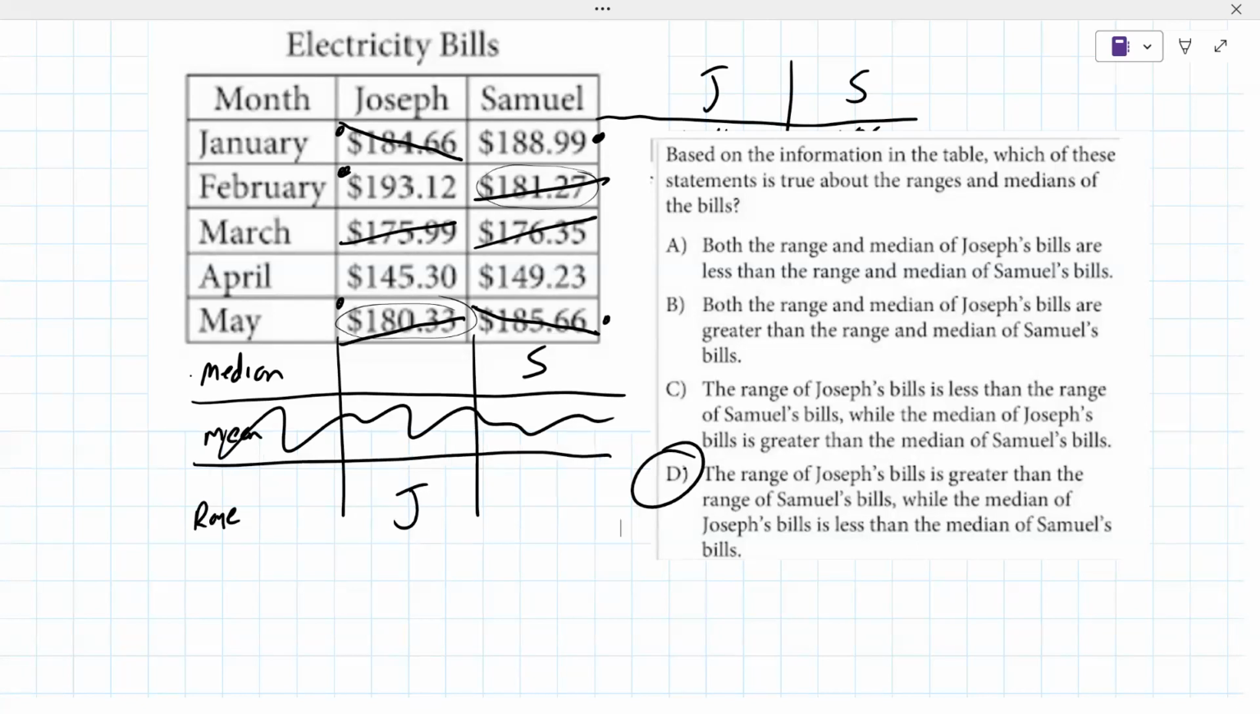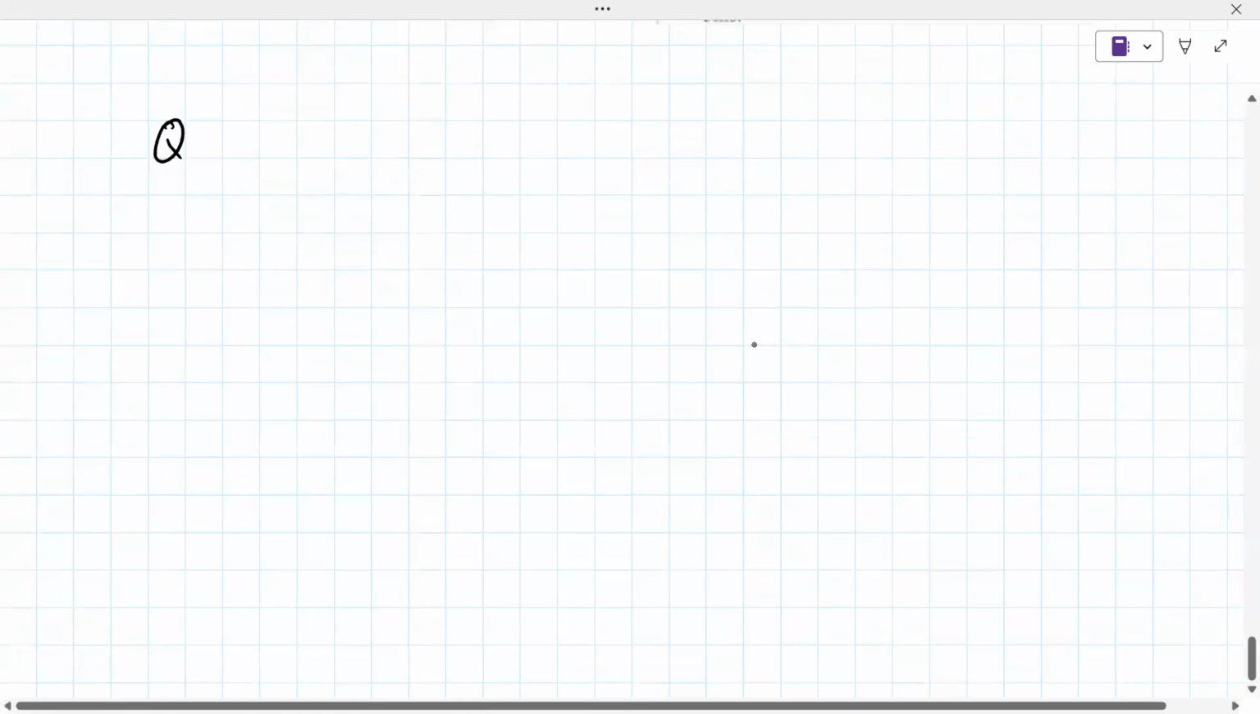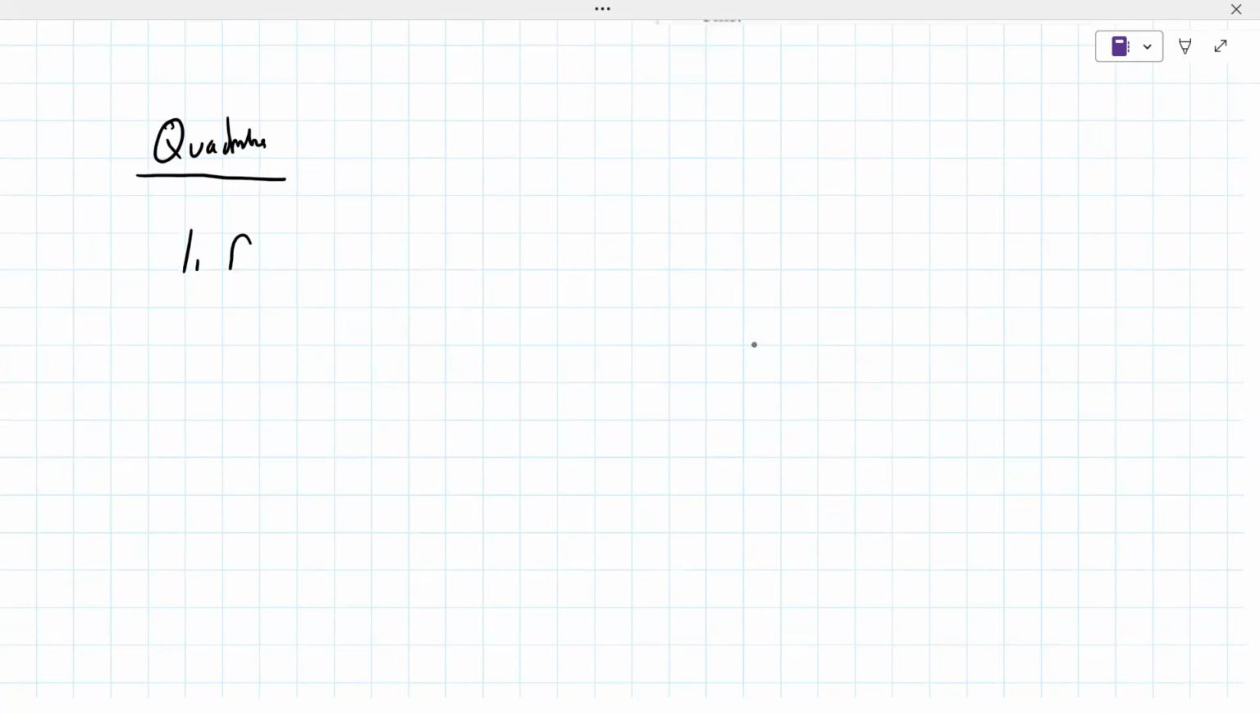Let's switch topics now. We're going to talk a little bit about quadratics. One of the things you have to be able to do is factor, and there are a lot of types of factoring. The other thing you have to be able to do is solve. The other thing you have to be able to do is rewrite.